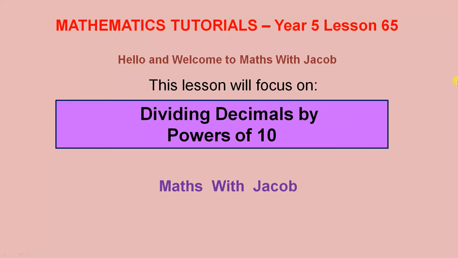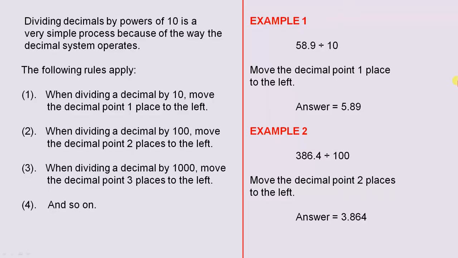This lesson will focus on dividing decimals by powers of 10. Dividing decimals by powers of 10 is a very simple process because of the way the decimal system operates. The following rules apply. When dividing a decimal by 10, move the decimal point one place to the left. When dividing a decimal by 100, move the decimal point two places to the left. When dividing a decimal by 1,000, move the decimal point three places to the left, and so on.